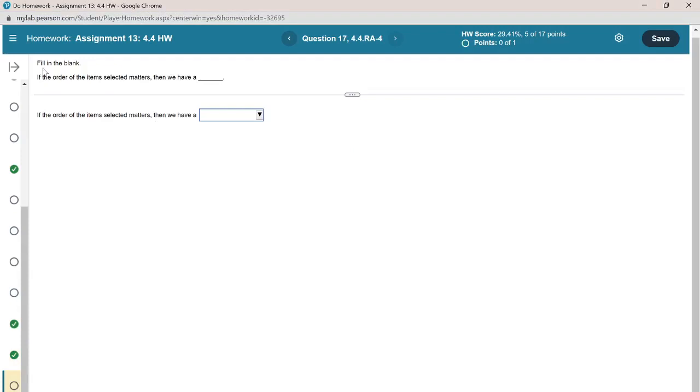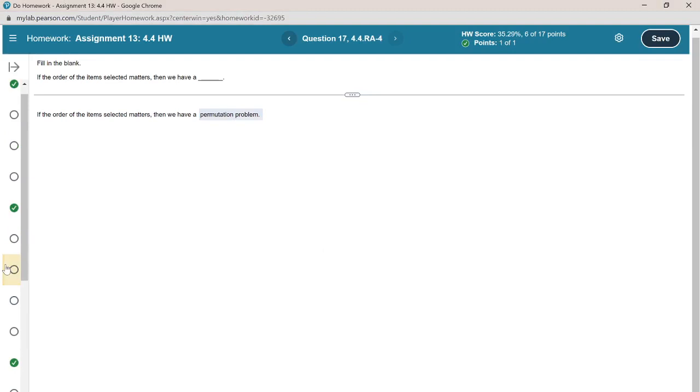So finally, fill in the blank. If the order of the items selected matters, then we have a permutation problem. These are some rules you have to understand from this section, permutation and combination.